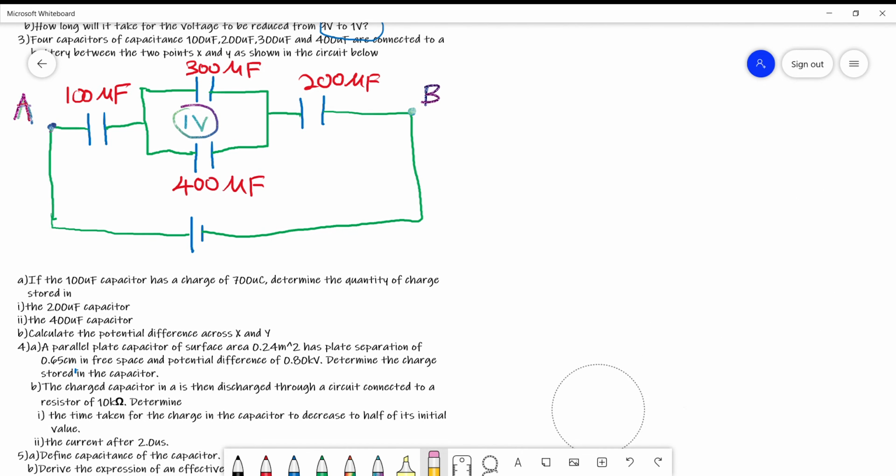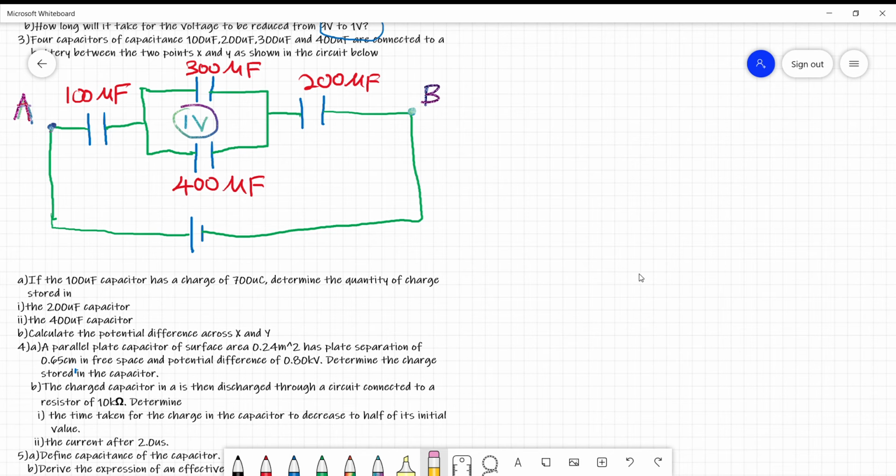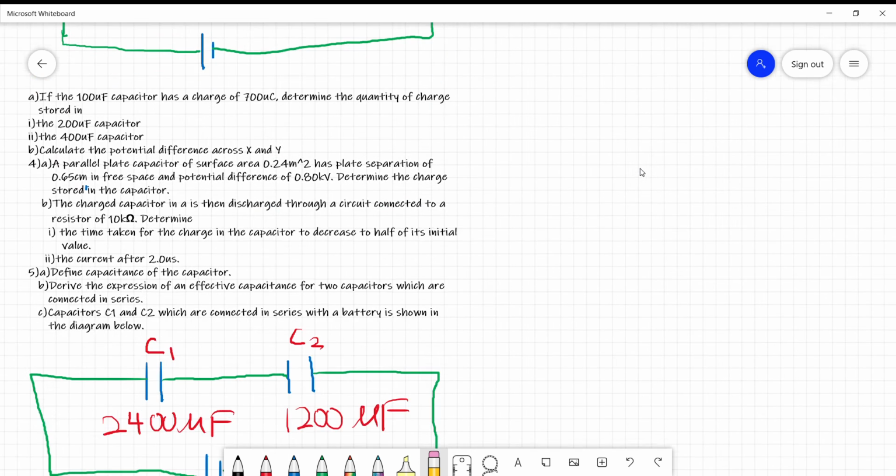Let me just erase this one. Alright, let me just drag it down, come on.